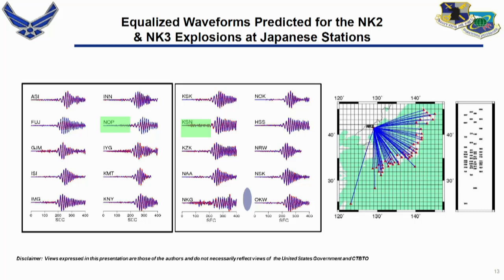Then here in the Japanese data, it is the same thing. On the left-hand side is the actual data, and on the right are the equalized waveforms. In some of the stations, equalization is not working because of the problem in the P wave part of it.